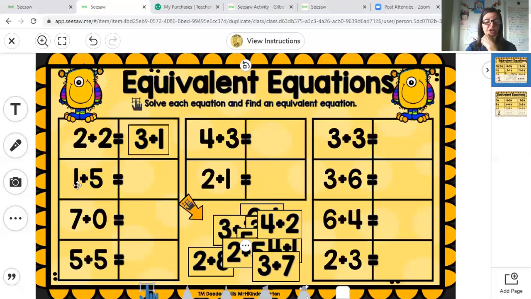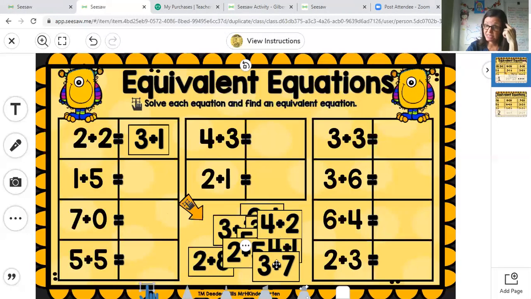And then you're going to actually go to the next one. 1 plus 5 is going to equal what? Right. So 1 more than 5 is going to equal 6. So one of these equations down here is going to equal 6. Well, does 3 plus 1 equal 6? Or does 3 plus 7 equal 6? Well, let's think about that.